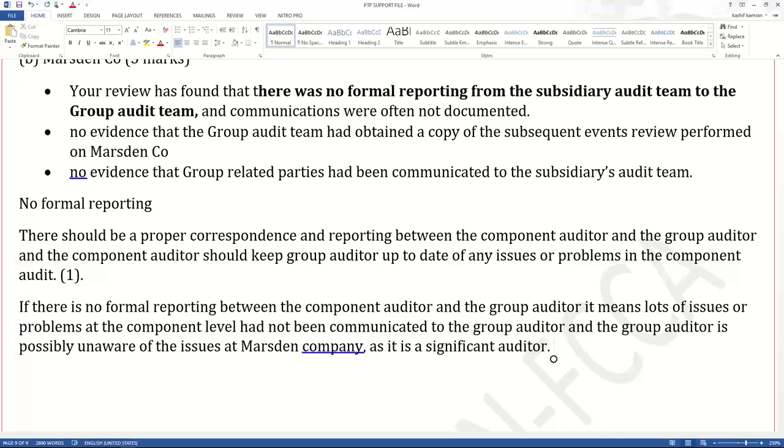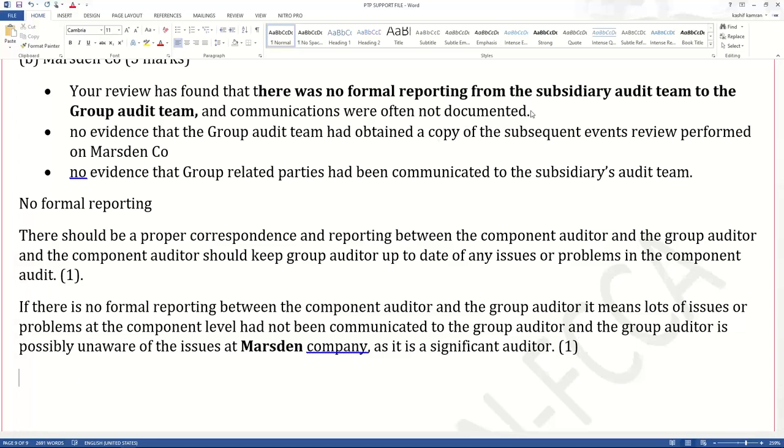Right, so that's the issue. So there is no formal reporting between the component auditor and the group auditor, right? So the group auditor is unaware of the issues at the Marston company, which is the subsidiary. So any issues or problems at the Marston company being a component, you will be unaware of it. So that's the first issue. One mark. So you got 2 marks under the first.